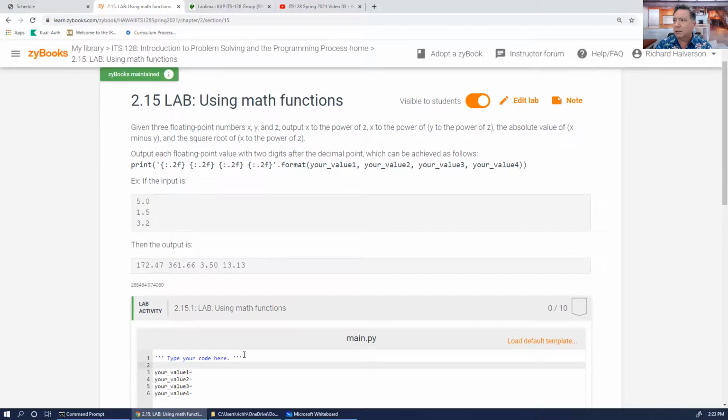X, y, z. X equals float input, no, input. Y equals float input, and z equals float input.